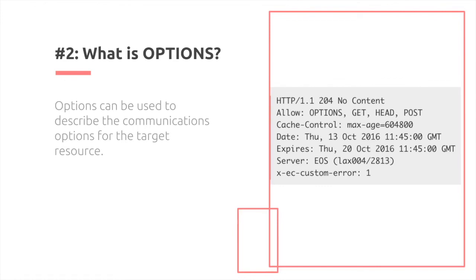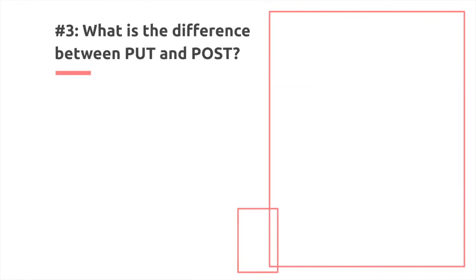OPTIONS can be used to describe the communication options for the targeted resource. So I never actually gave an example of this, but this is an HTTP response. We can see over here we have the Allow, and then over there we have a list of different options. So OPTIONS, GET, HEAD, and POST. Those are HTTP request methods that you can do to this resource.